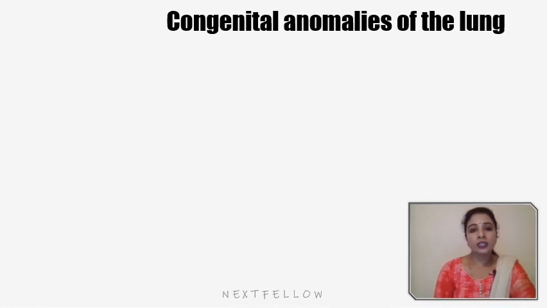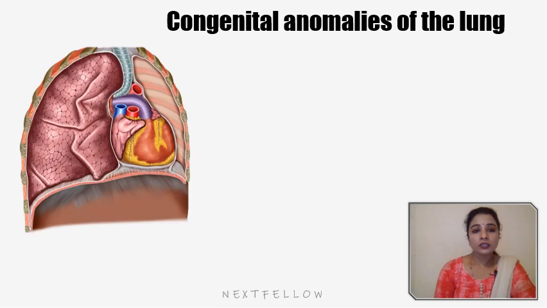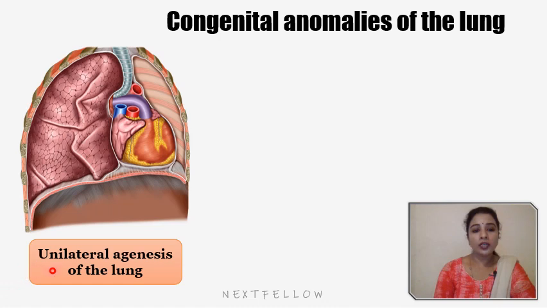Congenital anomalies with the development of lungs. First, agenesis. Here is a condition showing unilateral agenesis of the lungs. Non-development of the lung is a rare condition and occurs if one of the bronchial buds fails to develop. Agenesis of both lungs is still rarer. Unilateral agenesis of the lung is compatible with life, as seen in this image. Next, hypoplasia.